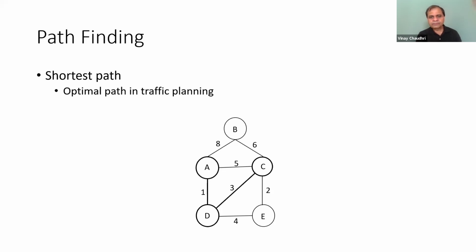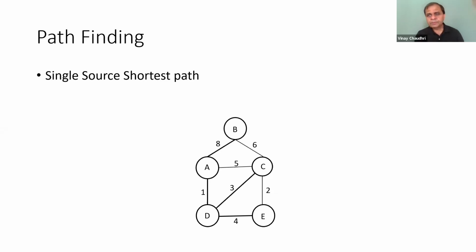So for example, if we are at node A and we want to calculate the shortest path for going to node C, we could either go from A to C directly, which has a cost of 5, or we could go from A to D and D to C, which has a cost of 4. So in this case, we would prefer going from A to D and D to C. And there are obvious applications for this kind of calculation, such as traffic planning, where when you are navigating, you want to figure out the shortest way of getting from place A to place B.